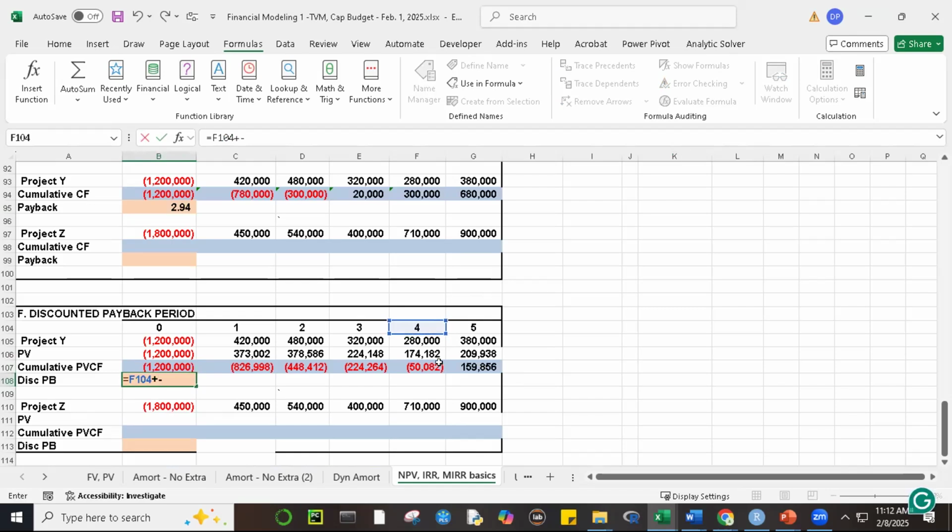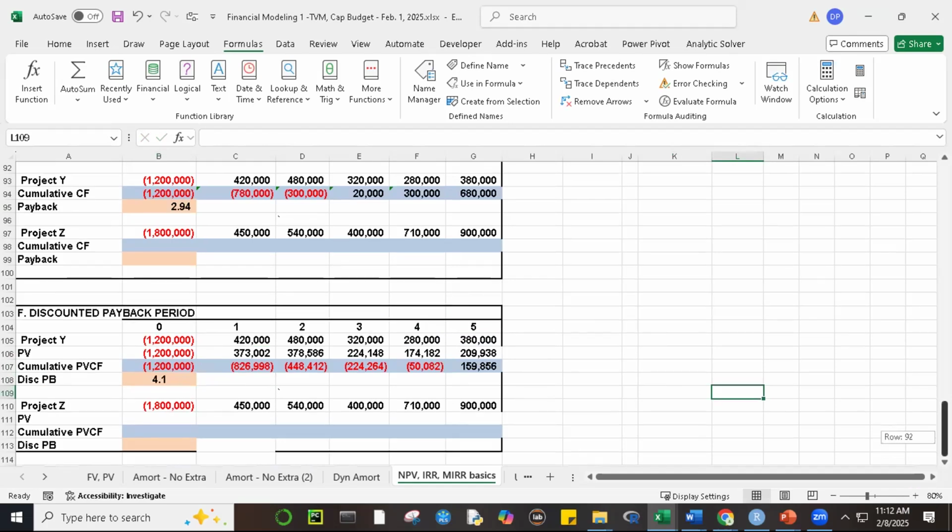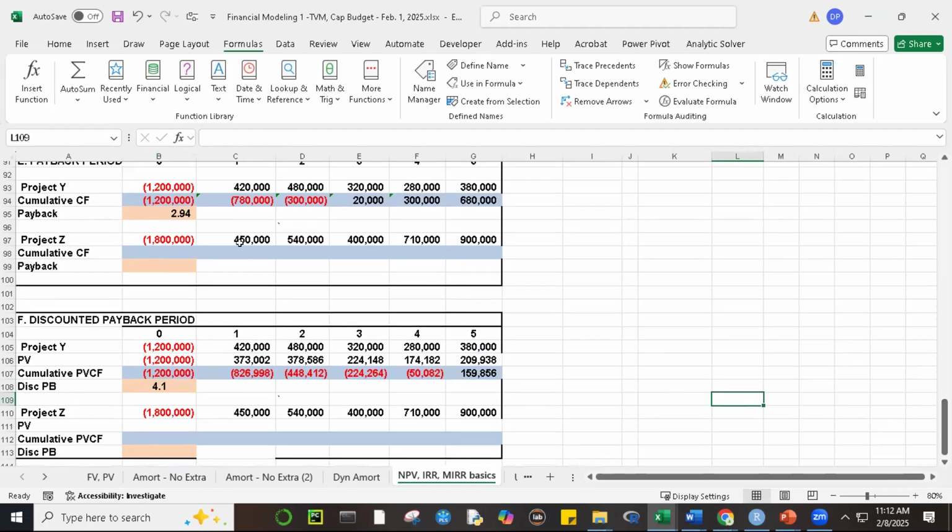We need 50,082 out of the total 380,000. So we're just prorating it, Control Enter. So this will be around 4.1 years. So using the payback period, it will always be lower because you're using the original cash flows, which we said is inherently incorrect because we're adding cash flows from different time frames. So for this one, discounted payback, we're using the present values.